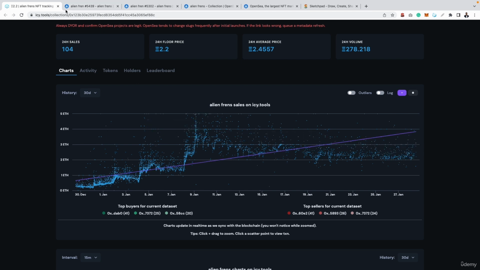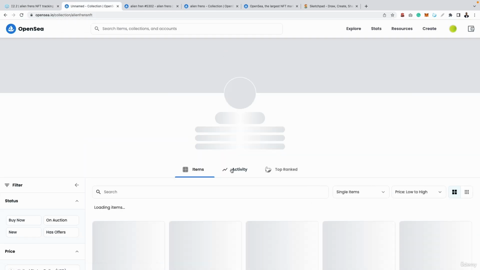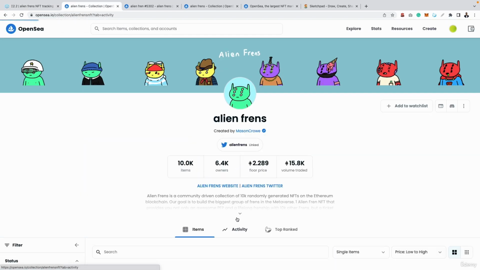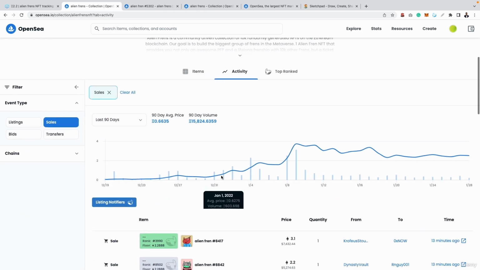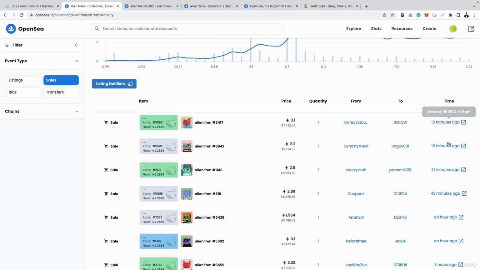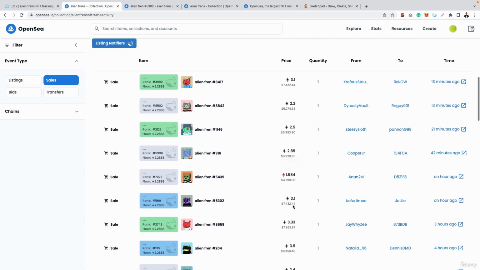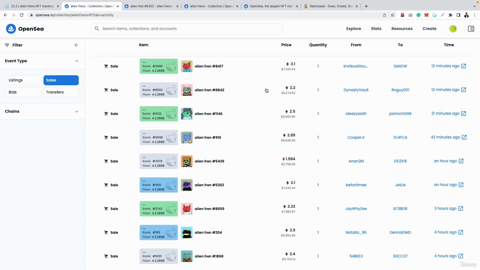If you wanted to know how the price was actually performing before the current time right now, and you were using OpenSea and you weren't using IC Tools, then you would literally have to go into the collection page, go over to activity, and then start to scroll down and see how many sales have been coming through. So we've got one 30 minutes ago, this person paid 3.1 ETH, 2.2 ETH, 2.5, 2.9. So whilst this is good to know, it doesn't give us any historic data. What have people been paying in the past, 2 weeks ago, 3 weeks ago? Is this price going up? Is it coming down?